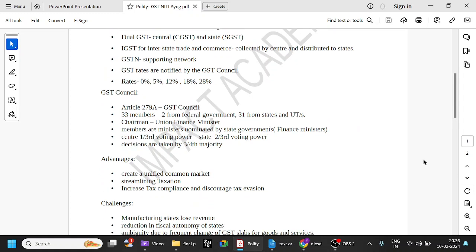The GST Council: Article 279A deals with the GST Council. Try to remember that also. There are 33 members, two from the federal government, 31 from states and the union territories. And who is the chairman? The Union Finance Minister. That is very important. The members are ministers nominated by the state governments, who are usually finance ministers. The central government will have one-third voting power, and the states will have two-third voting power. All these are important points, and decisions are taken by three-fourth majority.